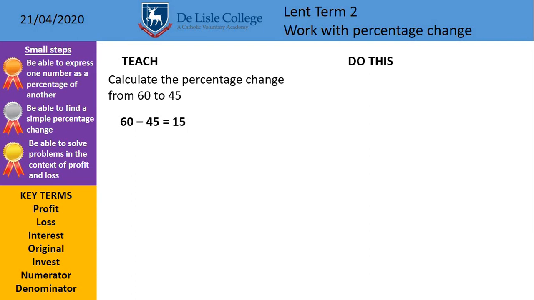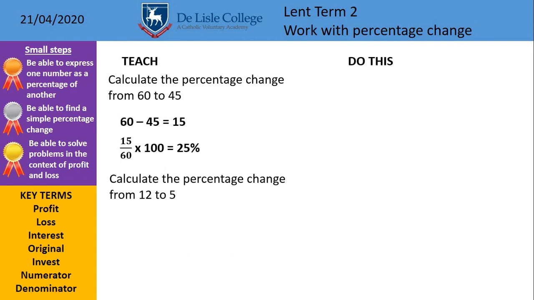So 60 subtract 45 gives us 15. We're going to write this as a fraction of the original amount. So 15 over 60. Multiply this by 100. Use your calculator to do this, and this will give us a percentage decrease this time of 25%. Let's look at another one.